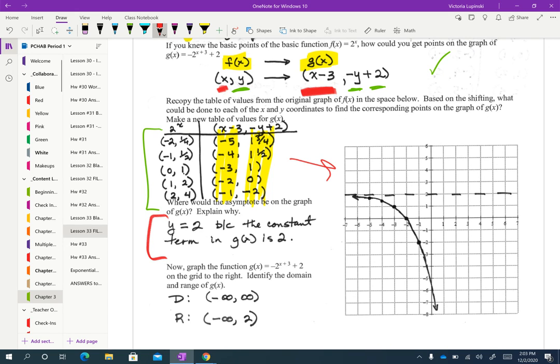Range, so underneath the horizontal asymptote, gives you -infinity to 2. Again, if we want to consider it in terms of increasing or decreasing, we would say that this graph is decreasing the whole time from -infinity to infinity.